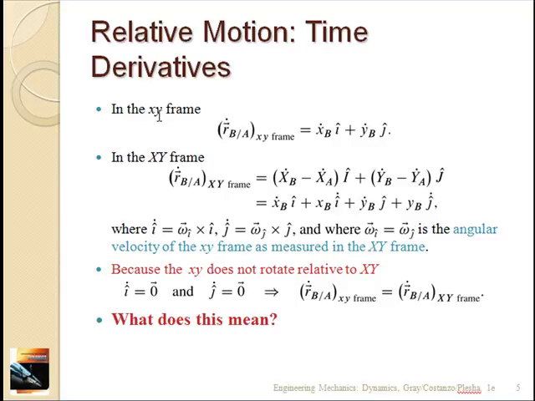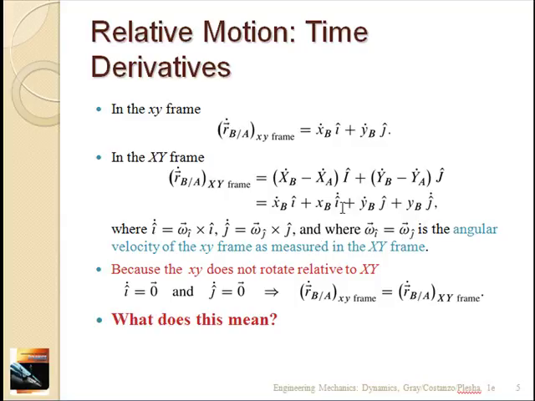So in the little x little y frame, that is in the moving frame, the time derivative of RB relative to A is just the time derivative of the x coordinate in the moving frame and the y coordinate in the moving frame. That is little x dot and little y dot. In the stationary frame, the time derivative of RB relative to A is just xb dot minus xa dot in the x direction plus yb dot minus ya dot in the y direction. And then we can write these terms in the moving frame.